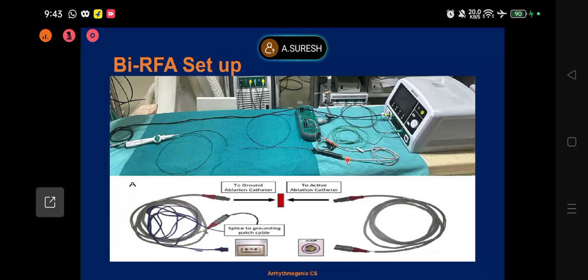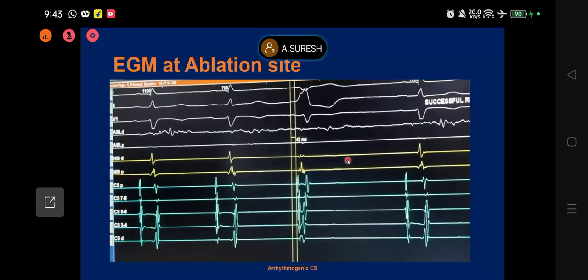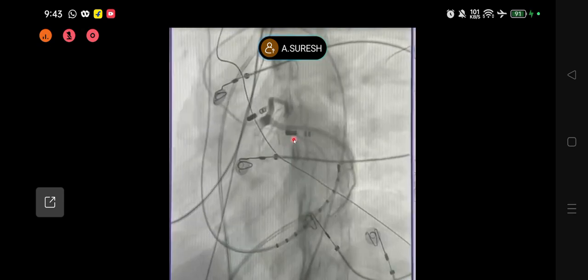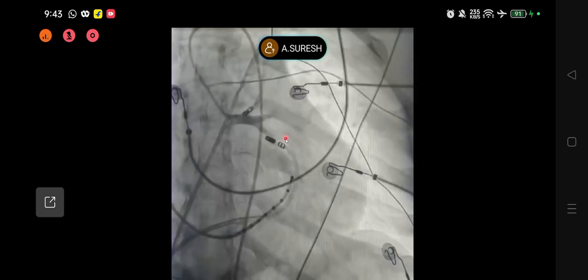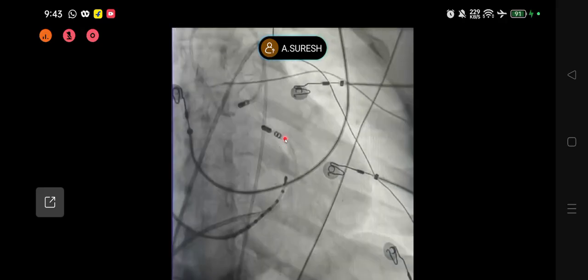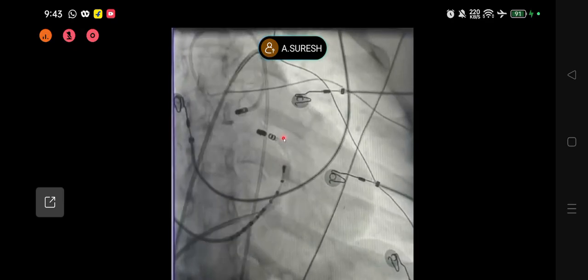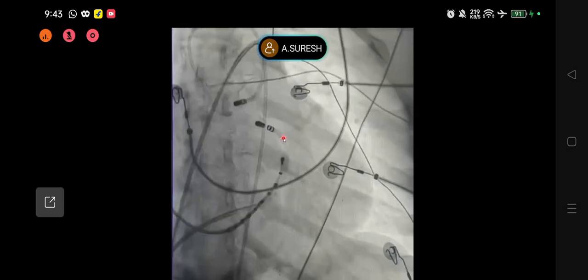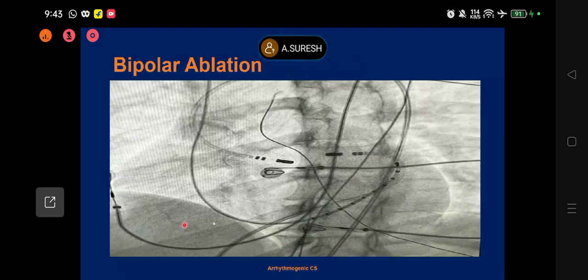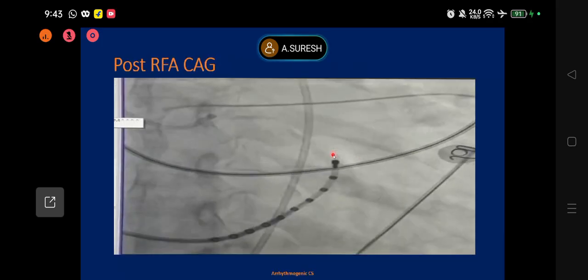So we used this setup, and on EGM, the earliest site was 42 milliseconds, with one catheter in the left cusp and one in the coronary sinus. We saw that it's slightly near to the coronary artery, but I thought it was away from the main part of the OM, so I gave a bipolar ablation for 1 minute, and these were the temperature settings. I started with only 20 watts, so very minimal. This was bipolar ablation between the left cusp and within the CS, and after 1 minute I did a coronary angiogram.